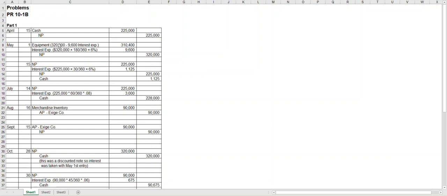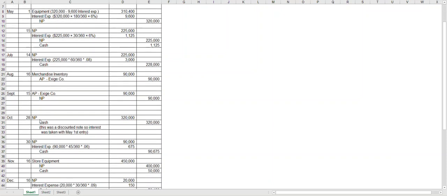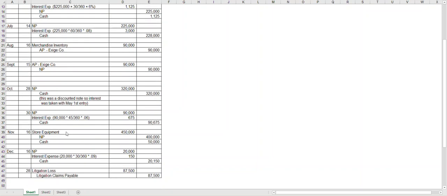But then what I'll have to do is instead of debiting equipment for $320,000, I'll take away the interest expense and debit equipment for $310,400. Now, since I've already recorded the interest expense, all I have to pay back then is a note of $320. So down here on October 28th, when I pay back the note, I debit notes payable and credit cash for $320,000. I don't record the interest expense again because I recorded it up here when the note was discounted.